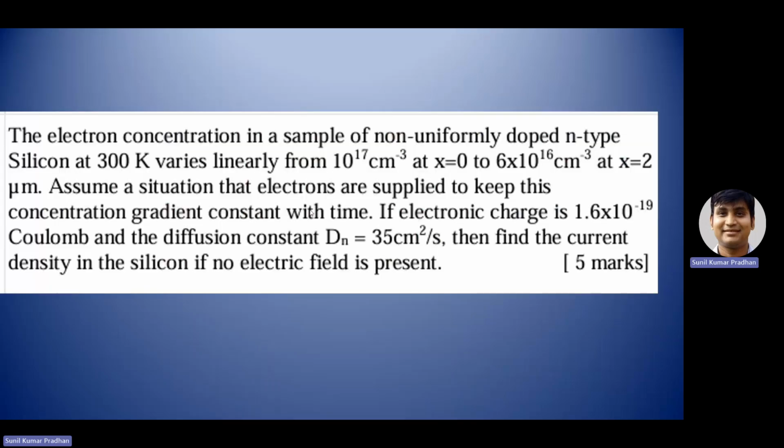The electron concentration in a sample of non-uniformly doped n-type silicon at 300 Kelvin, that is room temperature, varies linearly from 10 to the power 17 per centimeter cube at x equal to 0 to 6 into 10 to the 16 per centimeter cube at x equal to 2 micrometer. Assume that electrons are supplied to keep this concentration gradient constant with time. If the electron charge is 1.6 into 10 to the minus 19 coulomb and the diffusion constant Dn is 35 centimeter square per second, then find the current density in the silicon if no electric field is present.